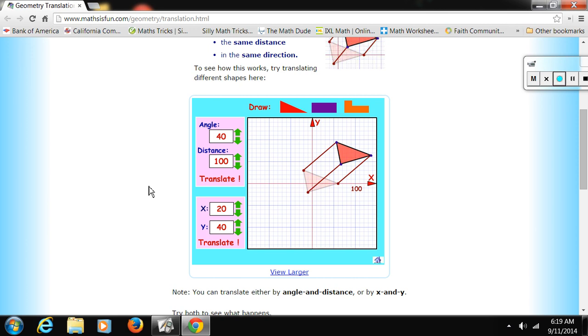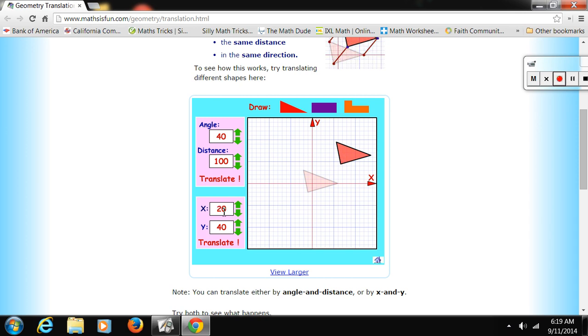Notice that they're all going 100 and they're all going at a 40-degree angle from horizontal. So if I was to make a horizontal angle from this point right here this way up to that point, that would be a 40-degree angle. It moved it up at a 40-degree angle and it's moved it a distance of 100.